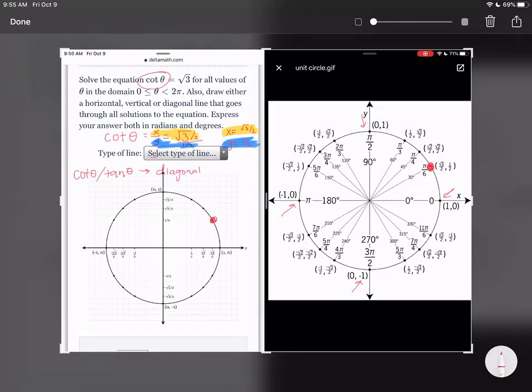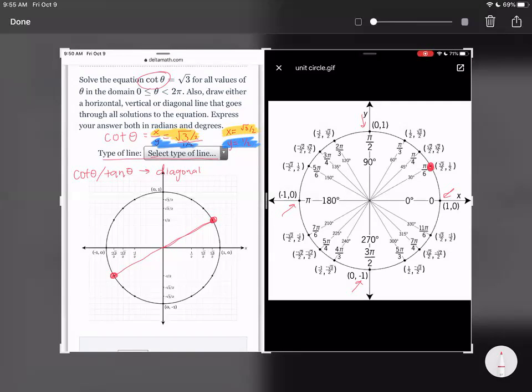So that means you're just going to go straight through the origin and to the other side of the unit circle. Okay, so what I was trying to say was cotangent and tangent. You see where it says select the type of line over here? You want to select a diagonal line.